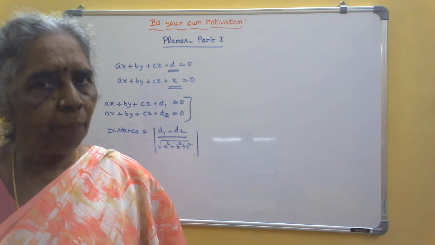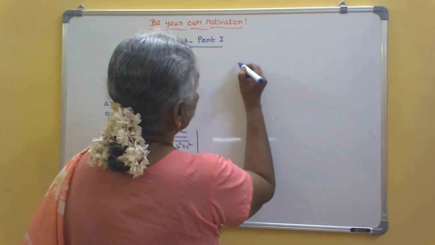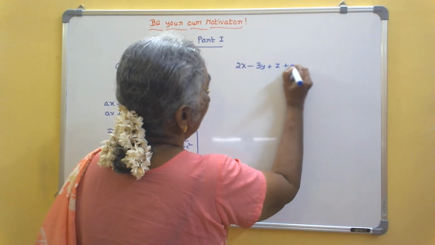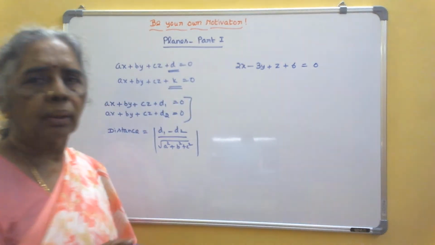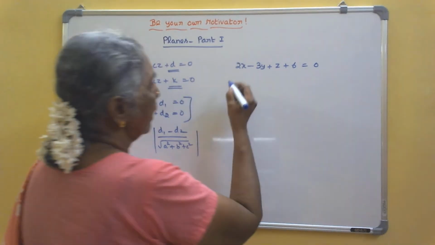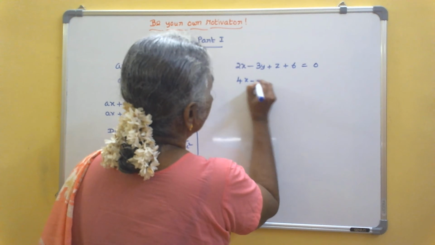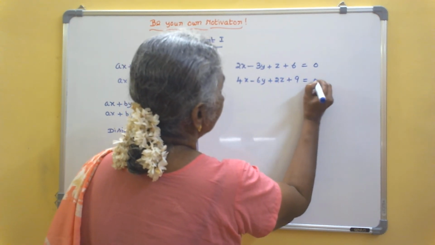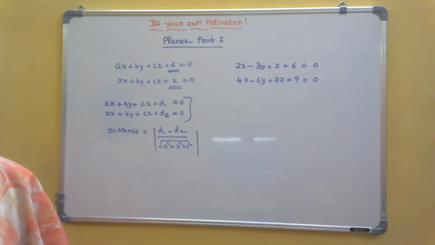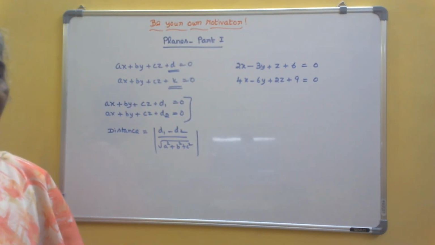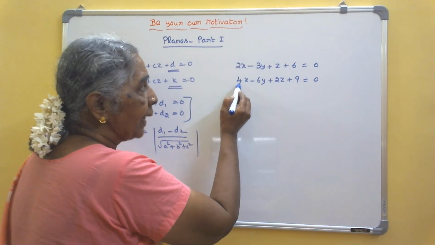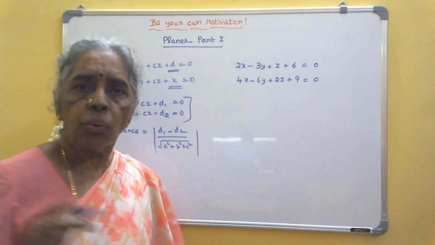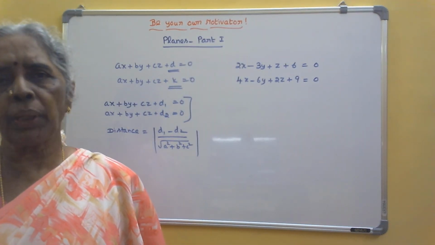So, just one example sum for this. Let us take 2x minus 3y plus z plus 6 is equal to 0. This is one plane. Let me take another plane as 4x minus 6y plus 2z plus 9 is equal to 0. Okay. Now, these two planes are parallel. See, even though they are not the same, 2 2s are 4, 2 into minus 3 is minus 6, 2 1s are 2. So, they are proportional. They can be proportional also.